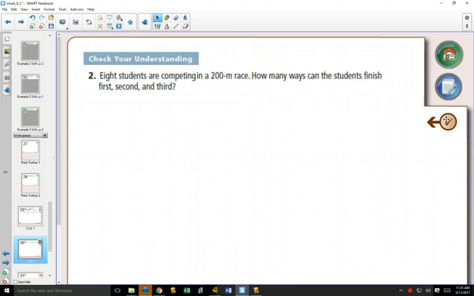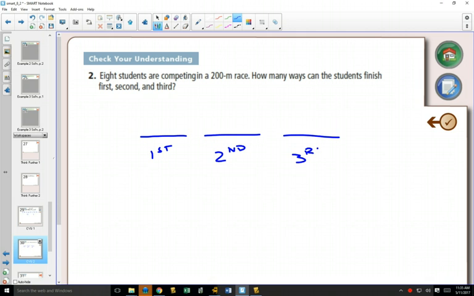Anyways, 8 students are competing in a 200-meter race. How many of these shirts would you have to make? Well, again, how many decisions would you have to make? 3. Who's going to finish first? Who's going to finish second? Who's going to finish third? How many choices do you have for first place? Any of the 8 could come in first. Then 7. Then 6. If I was figuring this out on a test or quiz, this is how I would do it. If it was a multiple choice question and they didn't have numbers, this means the same as 8P3.